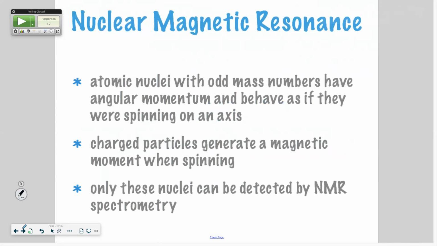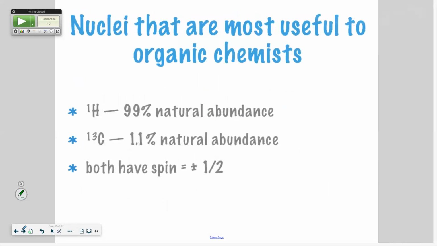Only these nuclei can be detected by NMR spectrometry. You can't detect all nuclei, only ones with odd mass numbers, because they don't have a buddy spinning the other way. Okay, so the first one that we're going to talk about is proton NMR, hydrogen. Does hydrogen have an odd mass number? Yeah, what is it? One. One's an odd number.